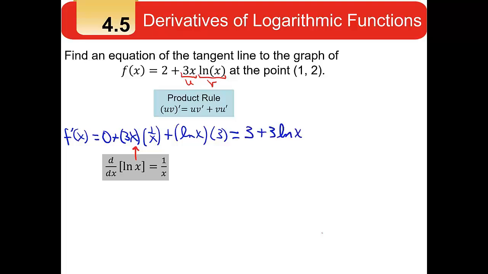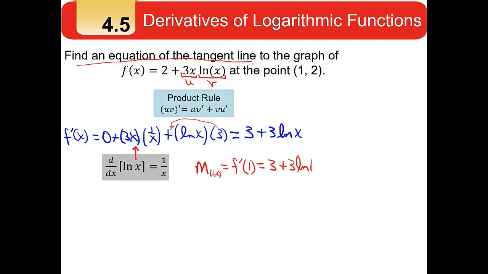So the 0 goes away, the x's cancel and leave you with 3 in the next term, and then you typically put the number in front just to make it look better, and you get 3 plus 3 times the natural log of x. That's the derivative. Why did we do the derivative? Because we want to find the equation of a tangent line, and an equation of a tangent line involves a point and a slope, and the derivative tells us the slope.